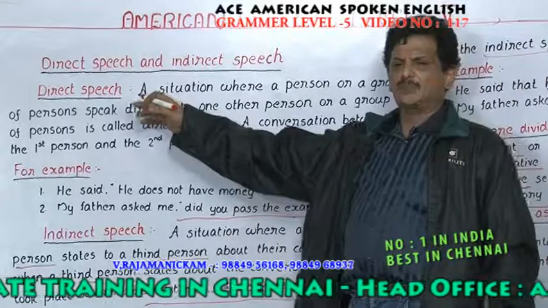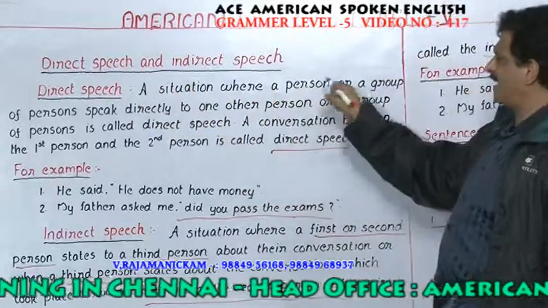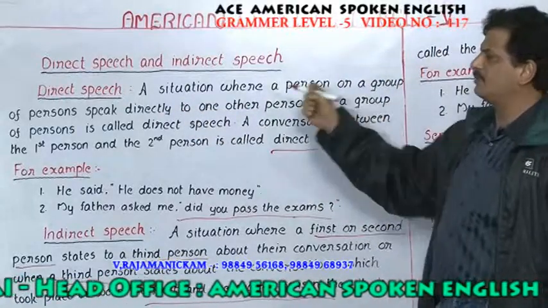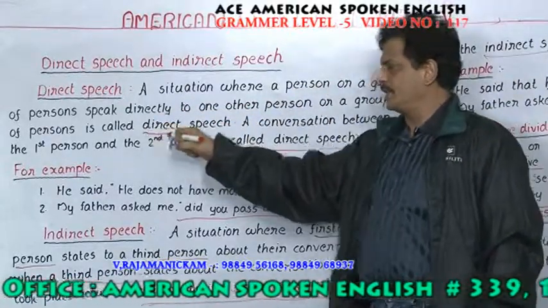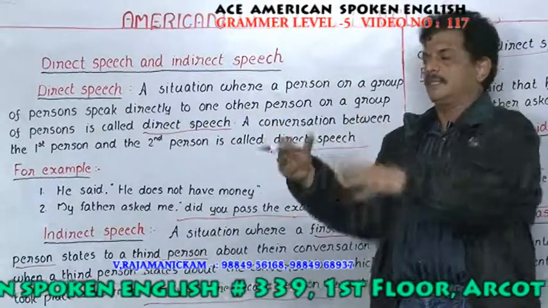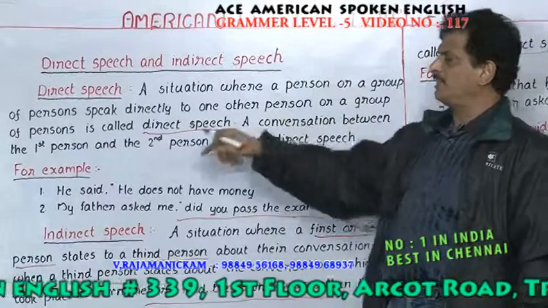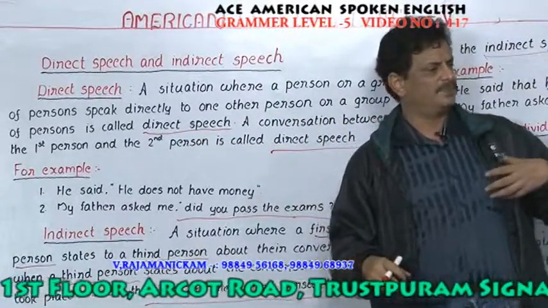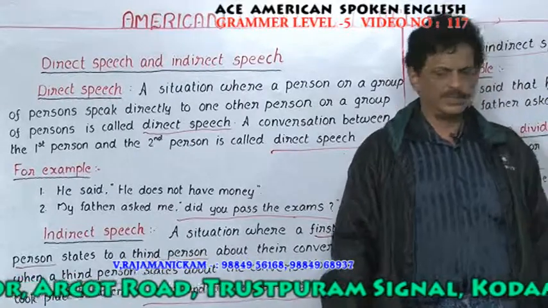So direct speech, a situation where a person or a group of persons speak directly to another person or a group of persons is called direct speech. நான் உங்ககிட்ட டைரக்டாக பேசக்கூடிய அந்த வார்த்தைகள் இதுதான் டைரக்ட் ஸ்பீச். A conversation between the first person and the second person is called direct speech. What I speak to you is the direct speech.